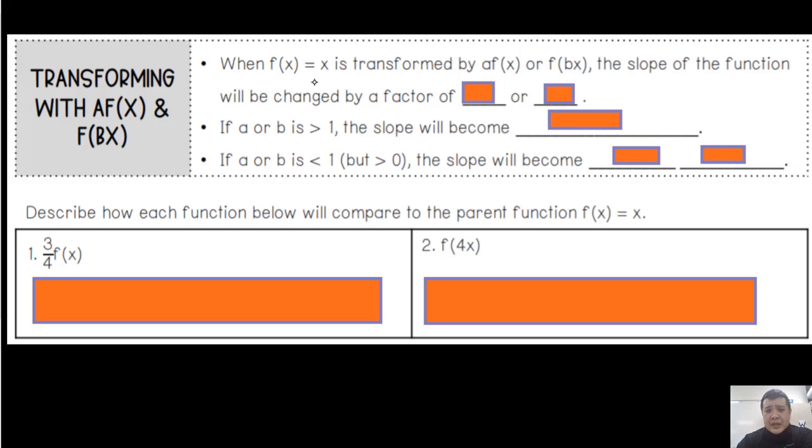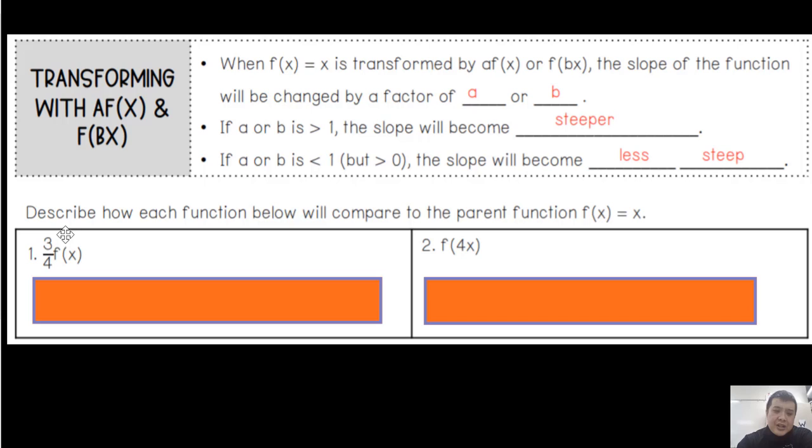Here it says when f of x equals x, so that's a linear function right there, is transformed by a times f of x, or f of b of x, the slope of the function will be changed by a factor of a or b. If a or b is greater than 1, the slope will become steeper. If a or b is less than 1 but greater than 0, the slope will become less steep.